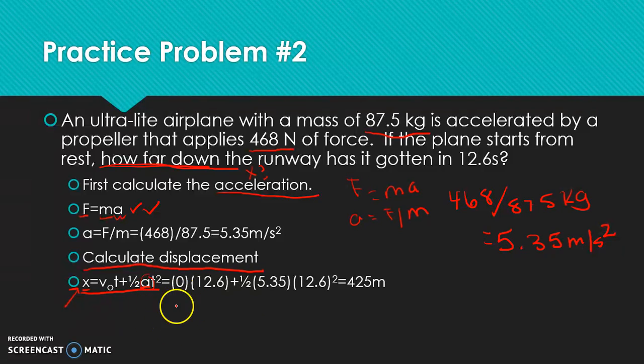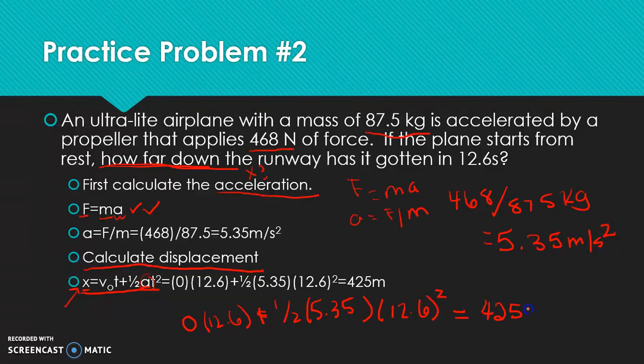So we plug in what we know. So we have 0, the initial velocity, times 12.6 plus 1/2 times 5.35 times 12.6 squared. Plug that into our calculator and get 425 meters.